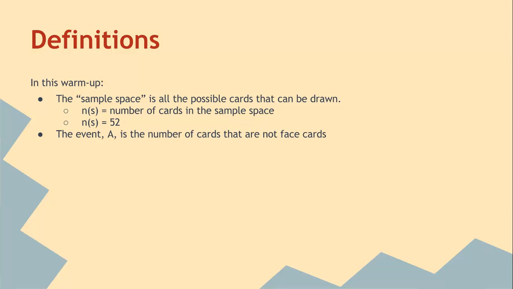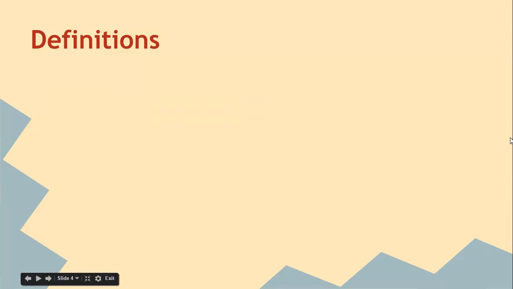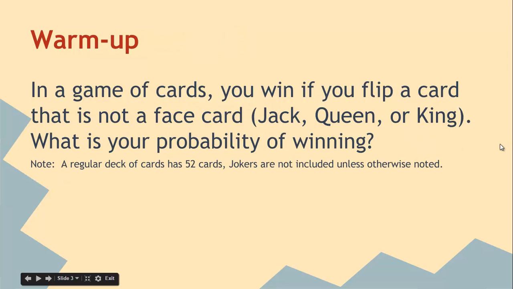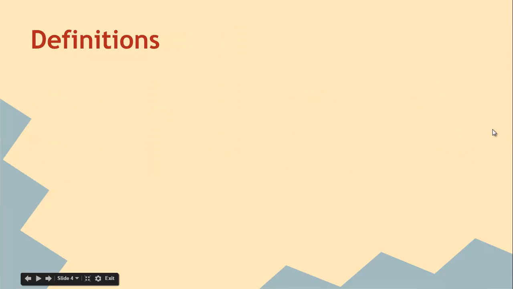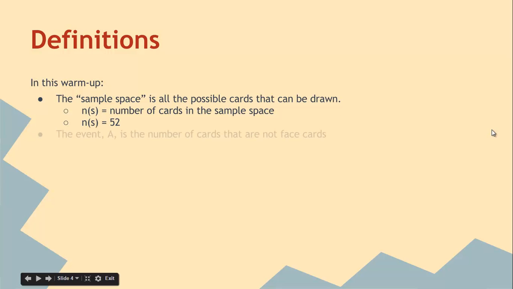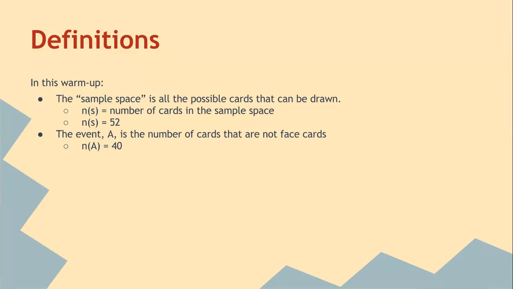n(A) is the number of cards that aren't face cards, because that's the way you win: you win if you get something that's not a face card. So A is the set of cards that are not face cards, and n(A), the number that there are, is 40. There are 10 cards in each suit that are not face cards.